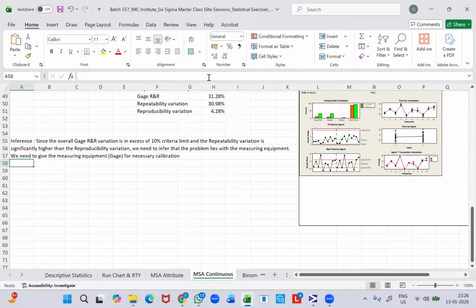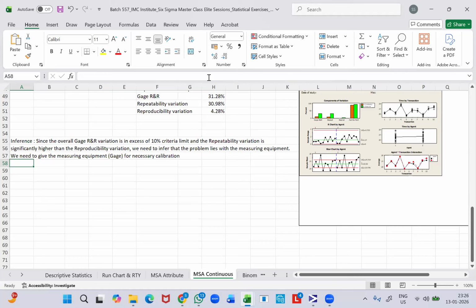As I told you, you can get some 3 or 4 questions pertaining to this measurement system analysis. So the first question could be like the overall gauge R&R variation would have been given in excess of even 20%, and you would find the repeatability variation to be significantly higher than the reproducibility variation. And they will ask you to find out what is the problem. So we need to pick the option: the problem lies with the measuring equipment or the gauge, right?